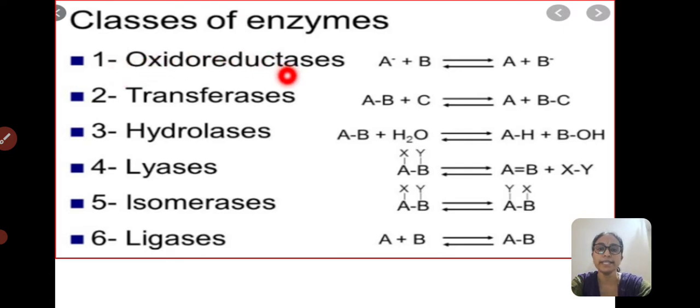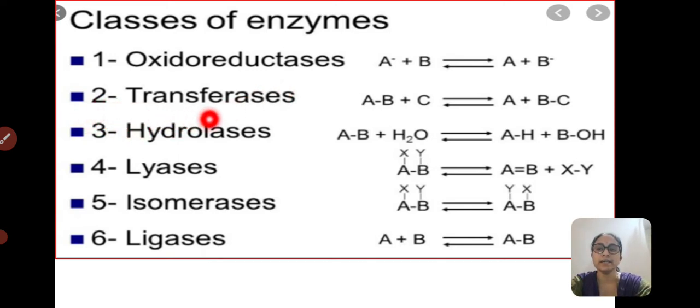And other 3 digits also add to this EC1, that is the specific code according to IUPMB, which consists of 4 digits. First digit tells us the major class, second digit tells us the subclass, and then the sub-subclass, and finally the specific systematic name amongst the similar type of enzymes in overall enzyme classification.